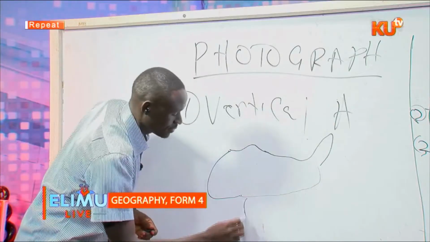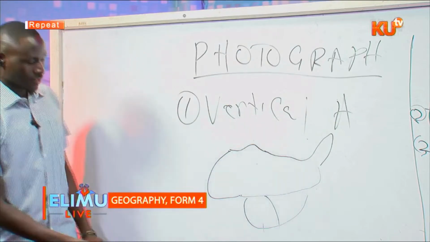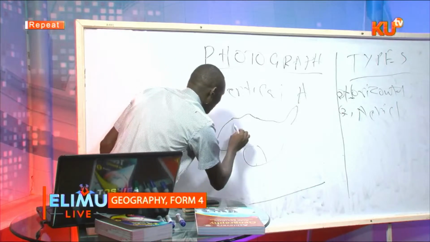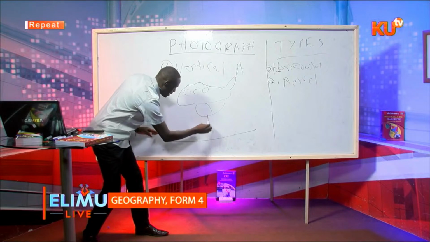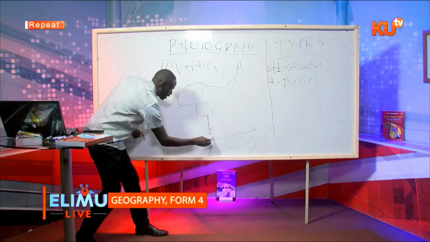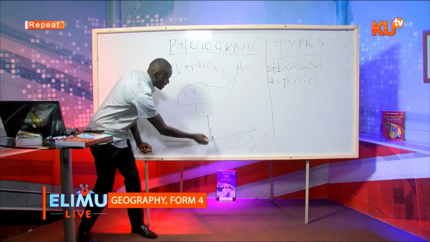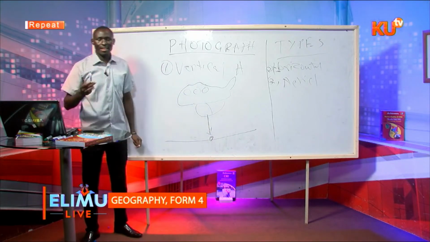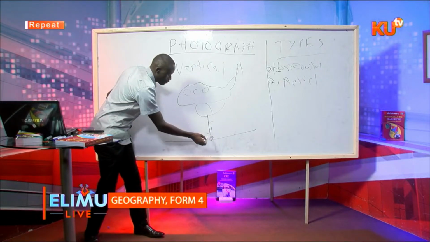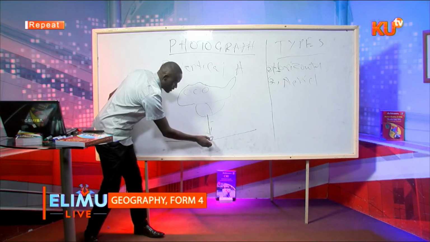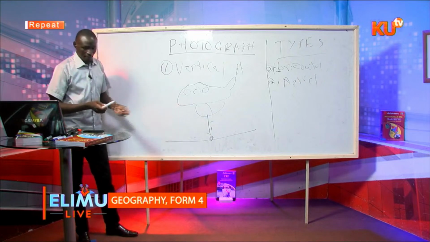So let's say it is flying above the ground. This is the ground. If the camera, let's assume this is our working aeroplane, is focusing on an object down here, that is vertical. The image that is taken directly at a 90-degree angle is what we call the vertical photograph. So the image that we are focusing on down here has been taken vertically.